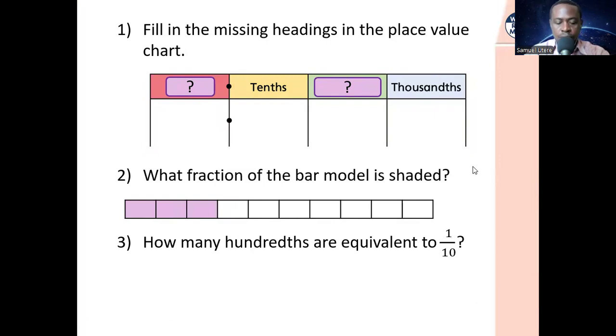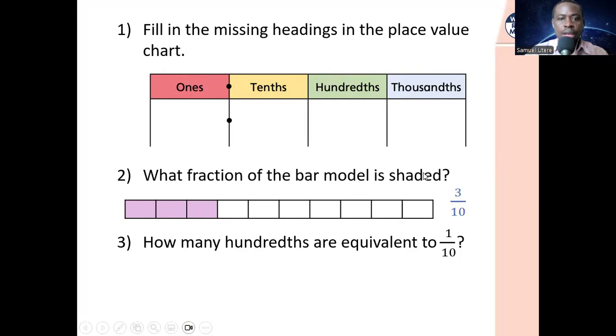Assuming you've paused the video and you've answered the questions, here are the answers. In the first question, you were asked to fill in the missing headings in the place value chart. Of course, by now, you should remember how we use the place value charts and the different column headings for the place value chart.